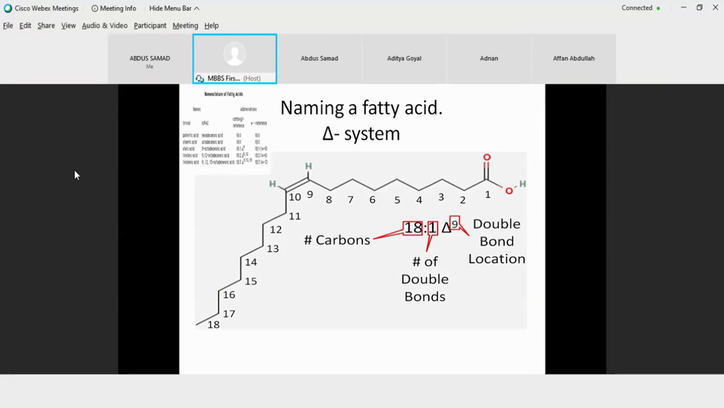as a delta system, and another form of naming is known as an omega system. When we talk of a delta system, the position of the bond is represented over the delta, that is a triangle, and that is represented over the suffix of the triangle.